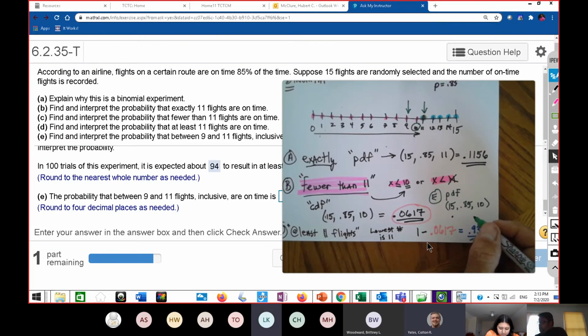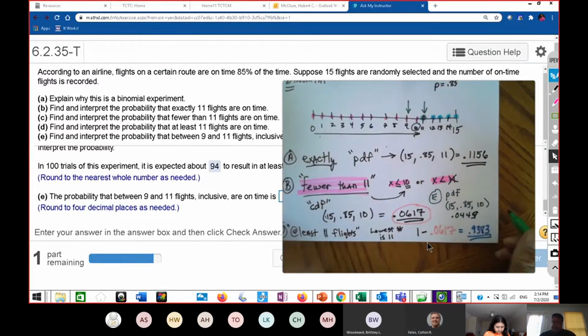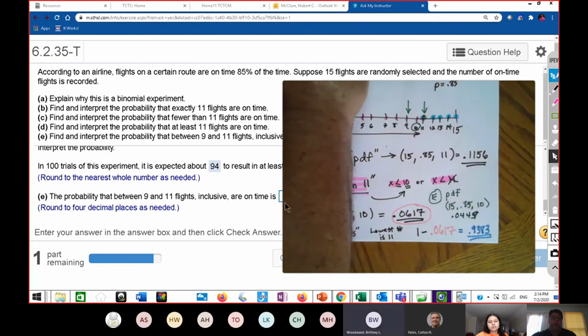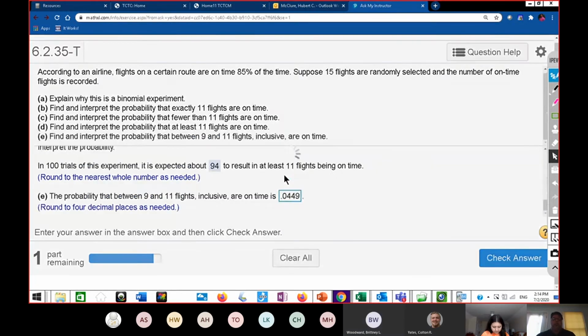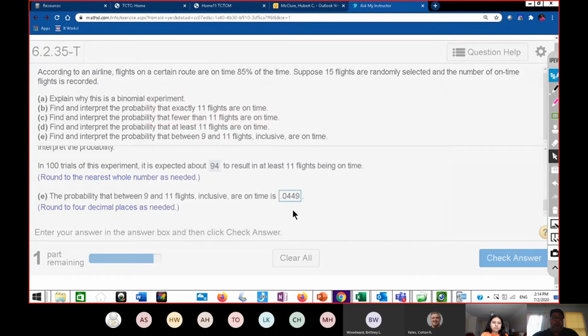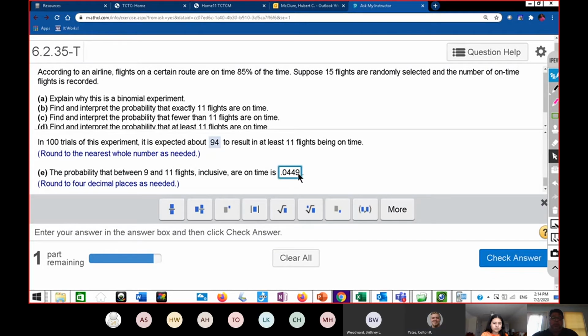I got 0.0449. Check that. Was it 0.0459 or 0.0449? No, it was 0.0449. Okay. What did y'all get, Miss Billy? Did y'all get that? I got that. I think I made a mistake. Hold on.